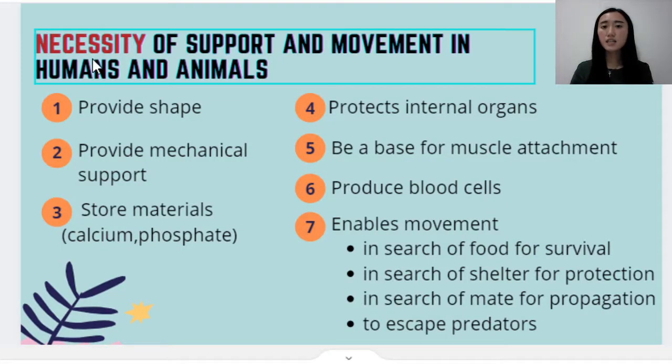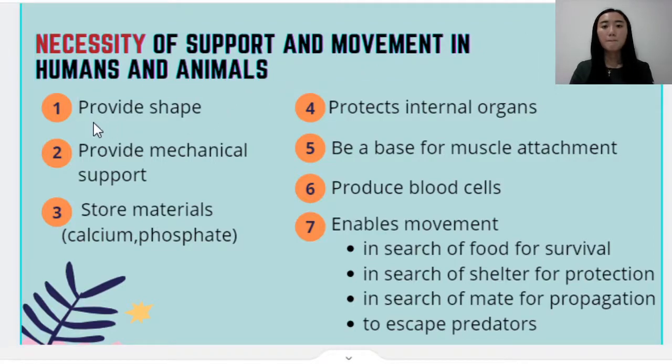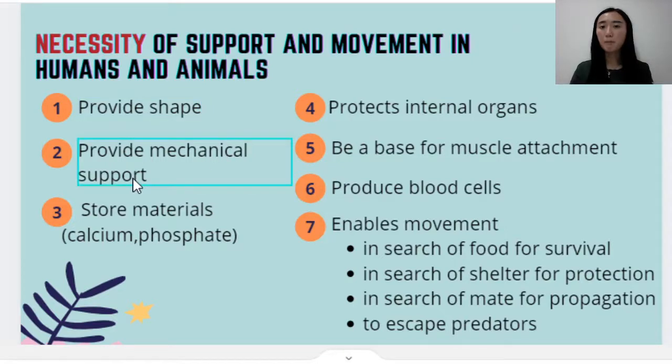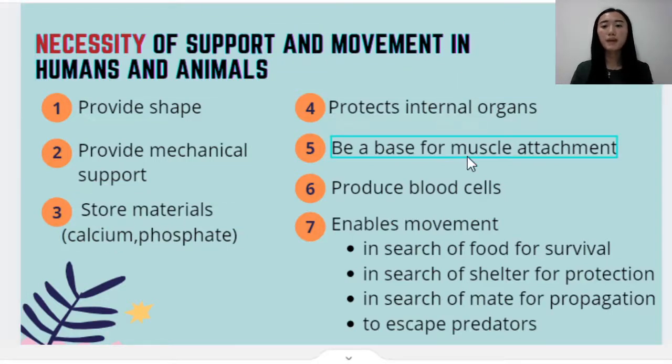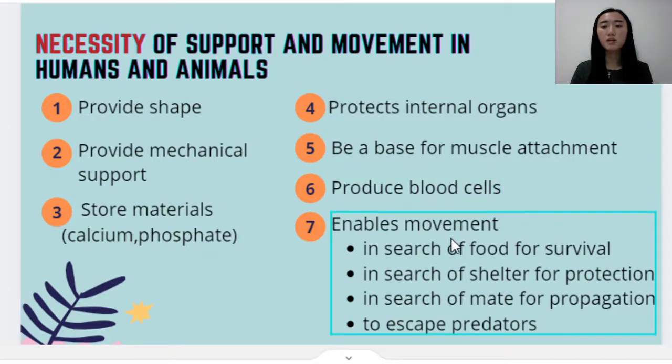There are several importances of support and movement in humans and animals. First, it provides shape. It also provides mechanical support. The other importance includes storing materials such as calcium and phosphate, protecting internal organs, and being a base for muscle attachment. Its importance also includes producing blood cells and enabling movement of living organisms in search of food for survival, in search of shelter for protection, to search for a mate for propagation, and to escape from their predators.